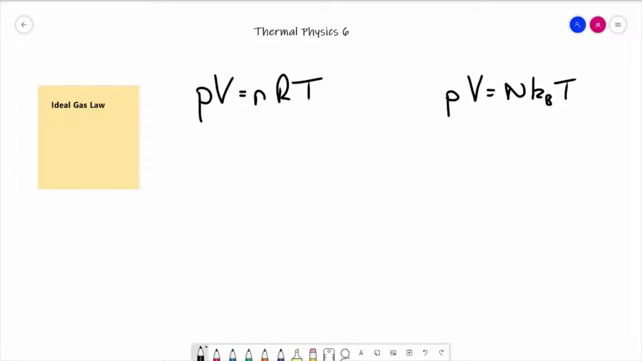nkBT. Now, at least from the main variable point of view, we've got P times V is proportional to T in both of them, so pressure times volume is proportional to temperature. In both versions, we're just messing around really with this middle bit. Firstly, looking at the measure of how much gas we've got. So, little n is number of moles, whereas capital N is number of molecules.